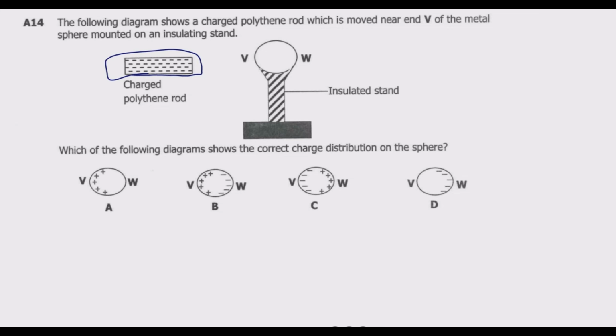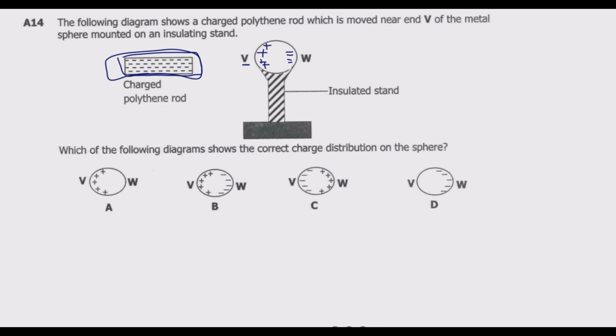Now, by the first law of electrostatics, like charges repel each other, while unlike charges attract each other. So what is going to happen is that because this is a negative charge, when it's brought near V, it's going to attract the positive charge. Then the negative charges are going to be repelled in this direction. That's what is going to happen. So that will be the distribution of the charge on the insulated sphere.